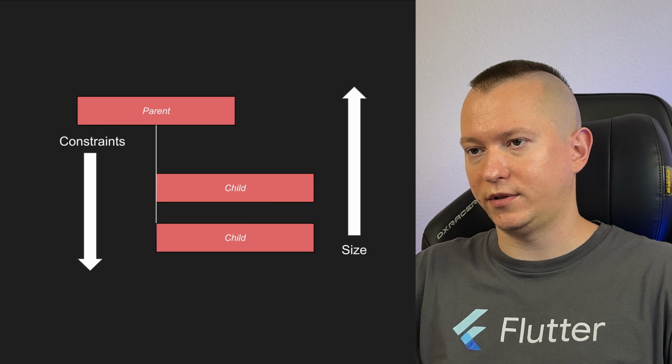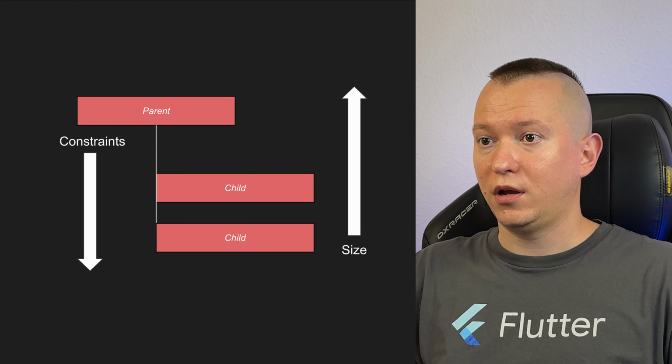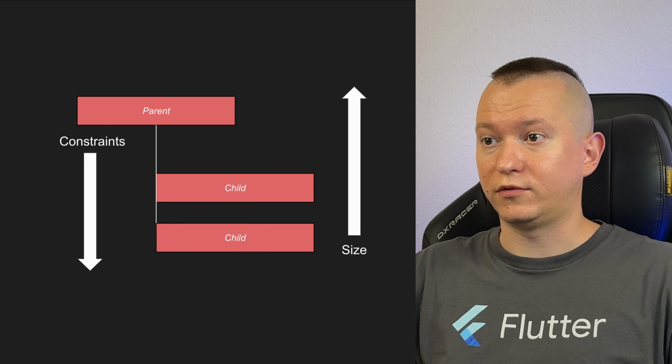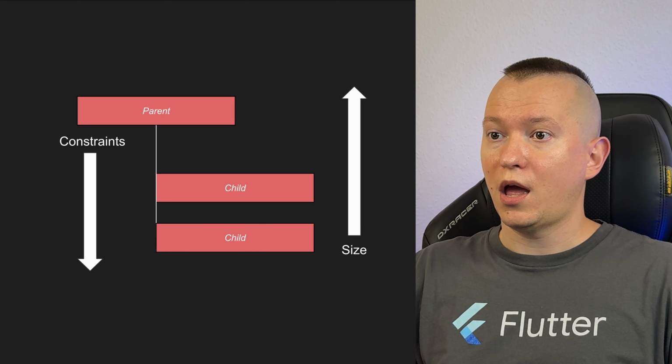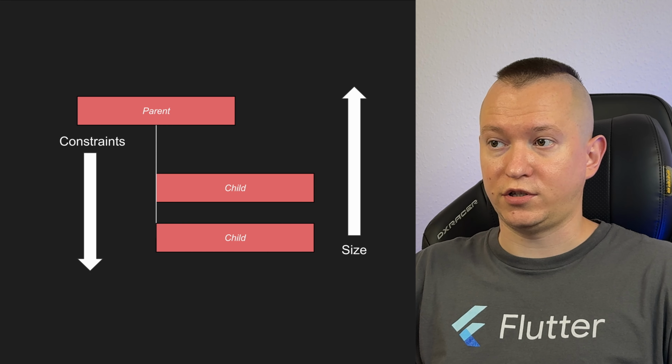three core principles. Constraints flow down from parents to child. Sizes flow up from child to parent. Parents use that size information to position their children. Let's take a look at the simplest and most common case of layouting in Flutter. How it works with the box protocol.